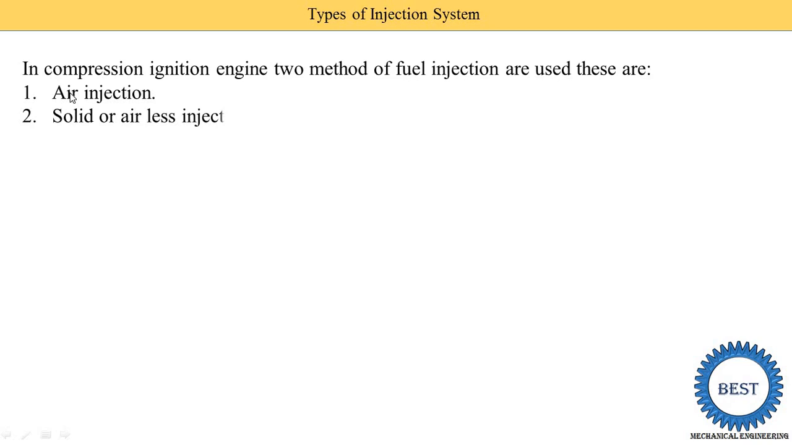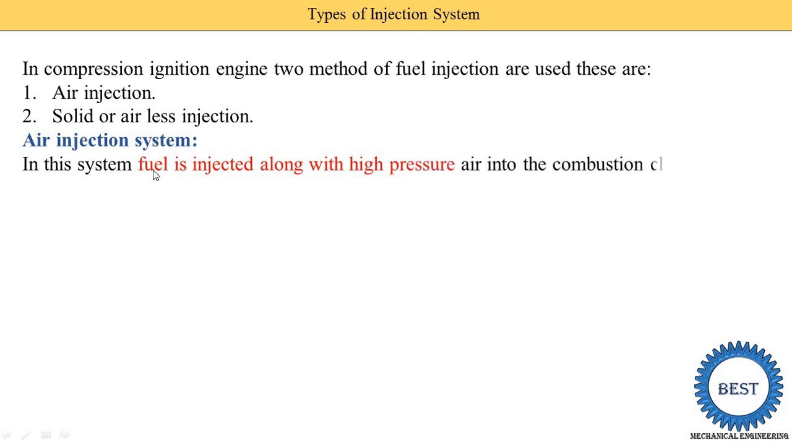And the second system is the solid or airless injection system. It means in the second system we don't use air to inject the diesel inside the cylinders. So generally there are two types of systems, by using air and not using air. So that we understand some concept of the air injection system and the solid or airless injection system. So first we understand the air injection system.